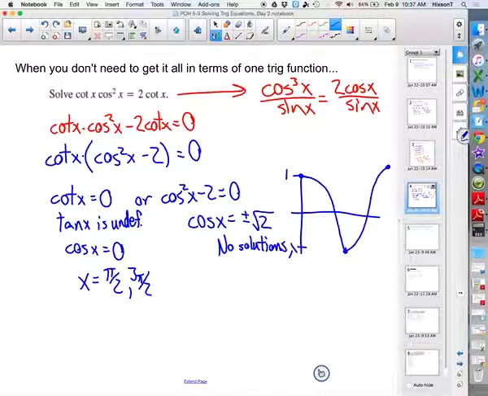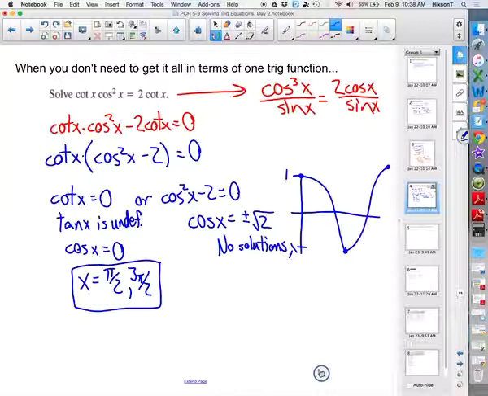Now, that doesn't mean there's no solution for the equation. It just means this factor, cosine squared minus 2, is not going to give us any more solutions. So our final answer will just be these ones right here. X is pi over 2 or 3 pi over 2. So watch out for those.